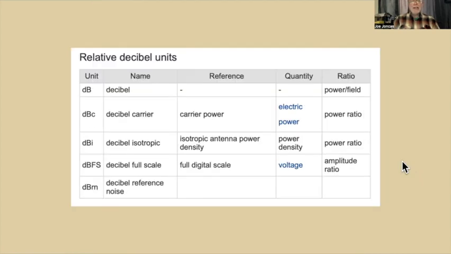So if we go to the next one, these are relative units. And you're right, is it just a ratio? If you're talking about watts, like I was talking about 5 watts, 10 watts, 20 watts, 40 watts, that's just plain dB.